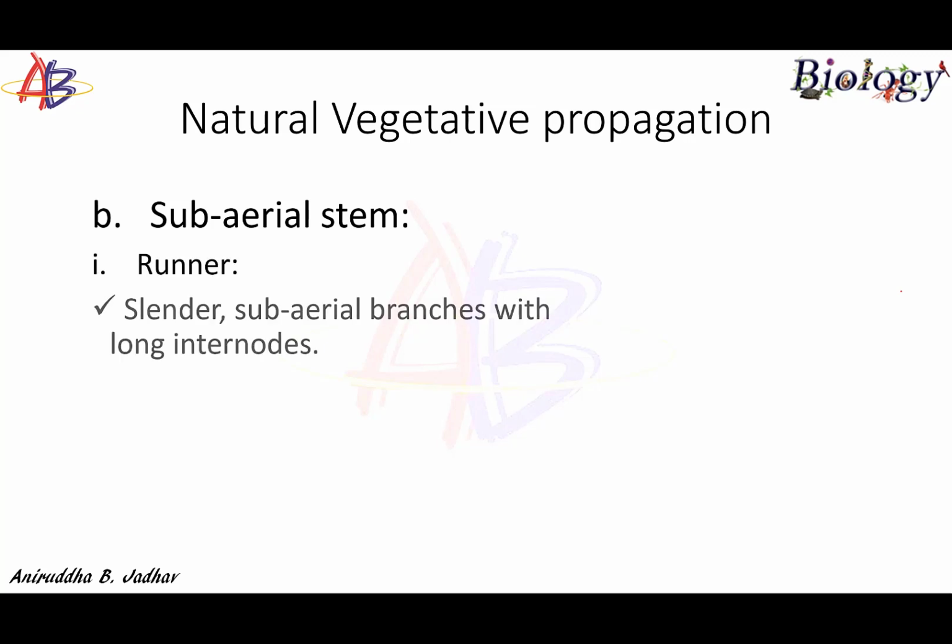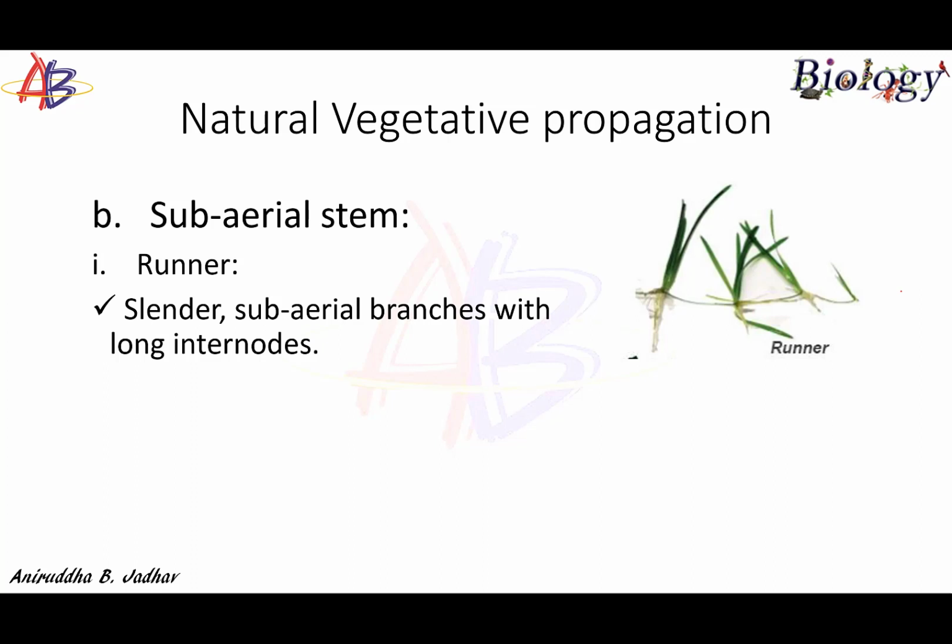Runners are slender subaerial branches with long internode regions, and these runners arise from the lower axillary buds of the stem. These axillary buds are generally situated close to the ground, and their runner, which is a thin and long structure, creeps horizontally onto the ground. The runners produce shoots from nodes, and these nodes have mainly two axes. The upper axis will give rise to the shoot part, while the lower axis will give rise to the root part.